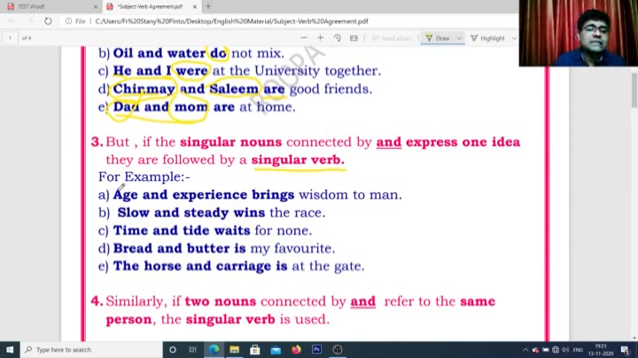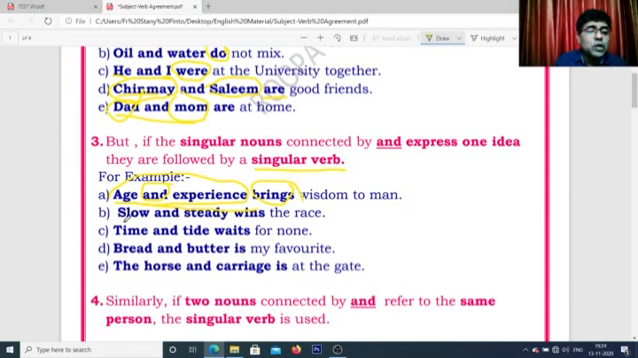Now look at these examples. Age and experience brings wisdom. Now we used brings. In the previous video you have seen, for the third person singular, s is added to the verb. So age and experience is considered as one idea here, though it is connected with the and. Now don't mistake this for, age and experience are wisdom to man. No, age and experience is considered always as one.